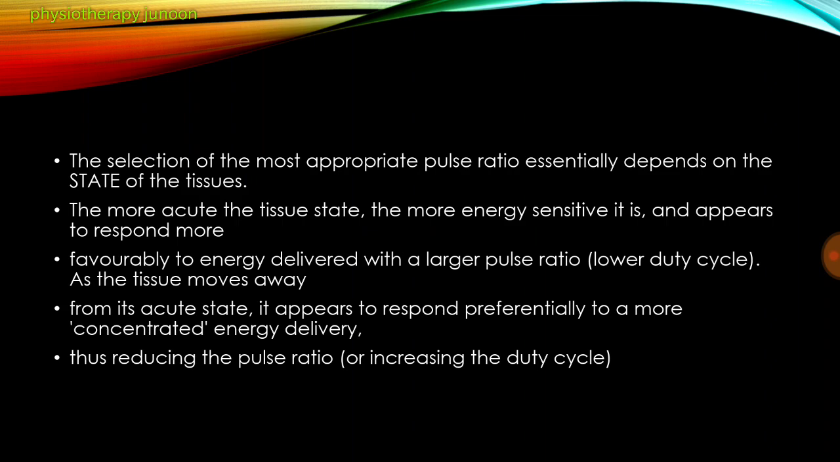The selection of the most appropriate pulse ratio essentially depends on the state of the tissue. The more acute the tissue state, the more energy sensitive it is and it appears to respond more favorably to energy delivered with a large pulse ratio, lower duty cycle, like 1:4, 1:3. As the tissue moves away from its acute state, it appears to respond preferentially to a more concentrated energy delivery, thus reducing the pulse ratio and increasing the duty cycle. Okay, you understand this point?